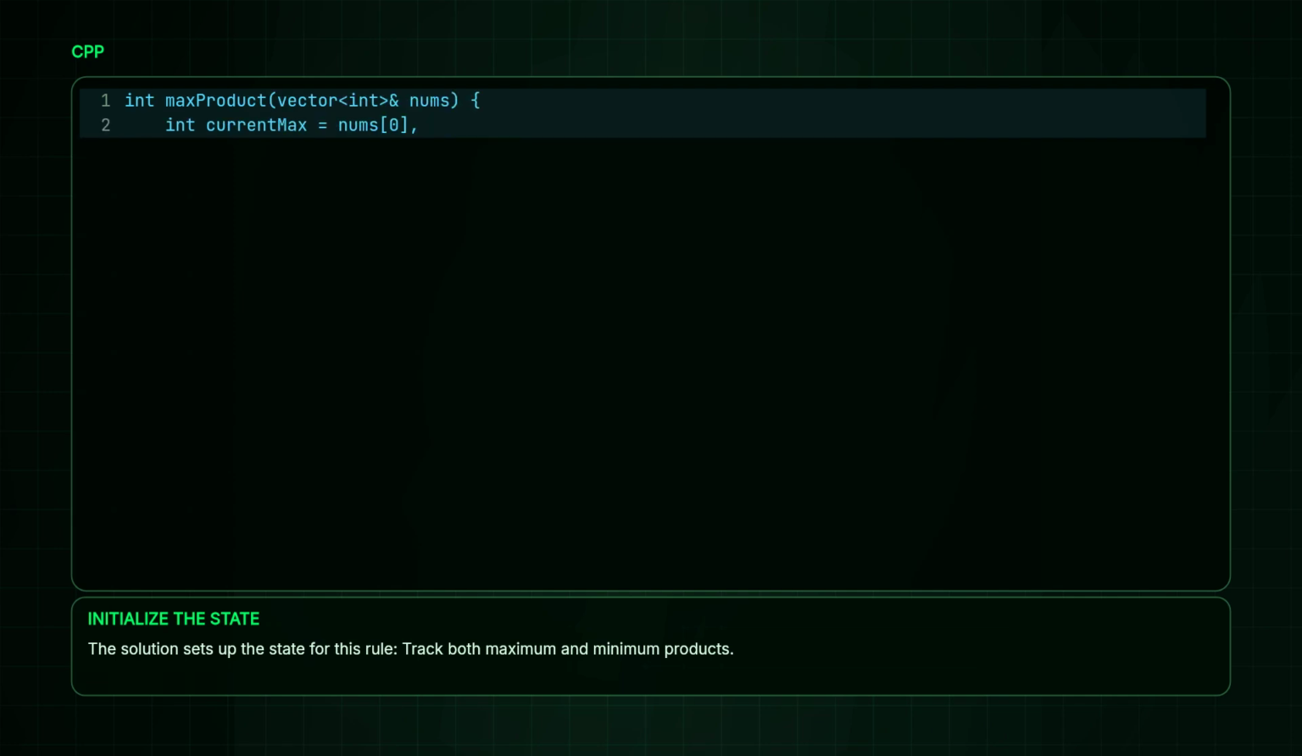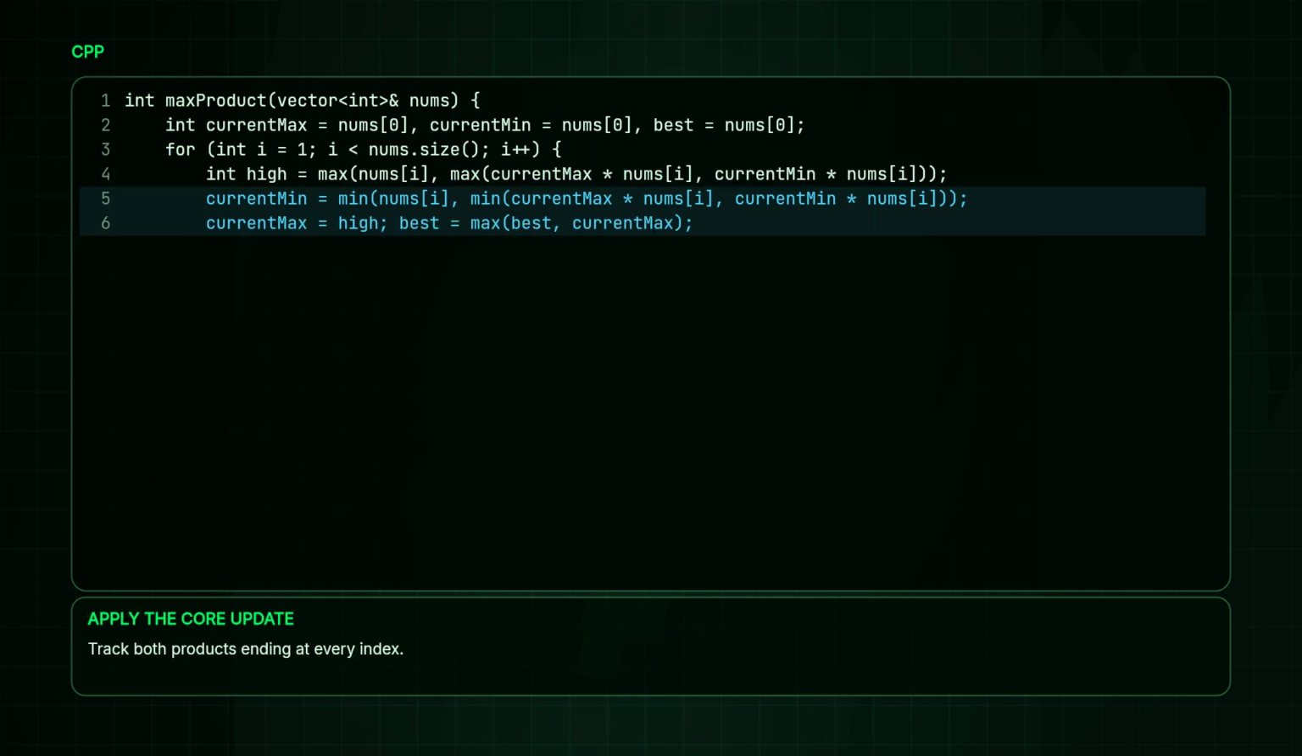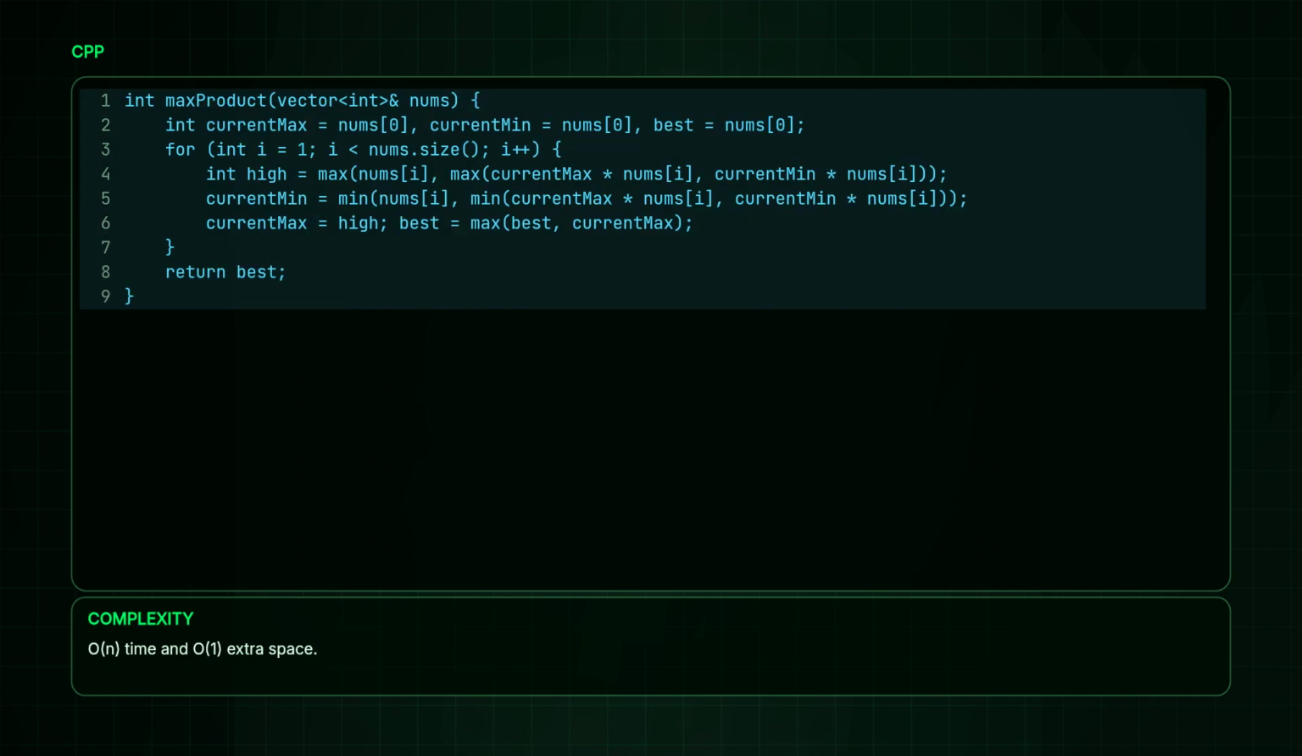The solution sets up the state for this rule. Track both maximum and minimum products. A negative value can swap the role of maximum and minimum. Track both products ending at every index. Keep the largest product seen anywhere. O of n time and O of 1 extra space.